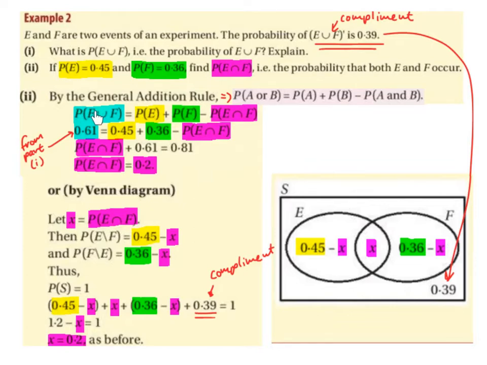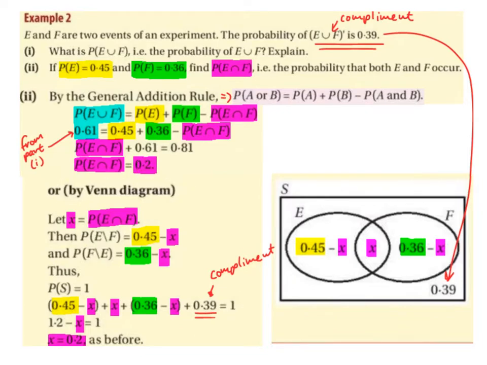We know that the probability of E union F is 0.61. We got this from part 1. We're told in the question the probability of E is 0.45, and the probability of F is 0.36. We're trying to find the probability of E intersection F. So we bring minus the probability of E intersection F over the equal sign to get positive the probability of E intersection F. We still have plus 0.61, and then 0.45 plus 0.36 is 0.81. Next we bring the 0.61 over the equal sign, it becomes minus 0.61, and 0.81 minus 0.61 is 0.2. So the probability of E intersection F is 0.2.